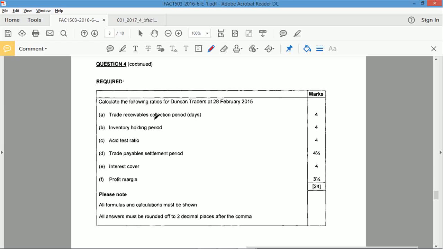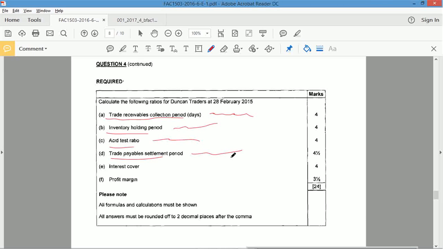And literally, this would be my exam technique. I would look at the paper, see question 4, trade receivables collection period, and I would literally write down the formula. Inventory holding period, write down the formula. Acid test ratio, write down the formula. Write down the formula on the actual question paper. So I've got it. Whether you do this question or not, it's up to you. You can always come back to it later. At least you've got the formulae, and you get full marks for it.